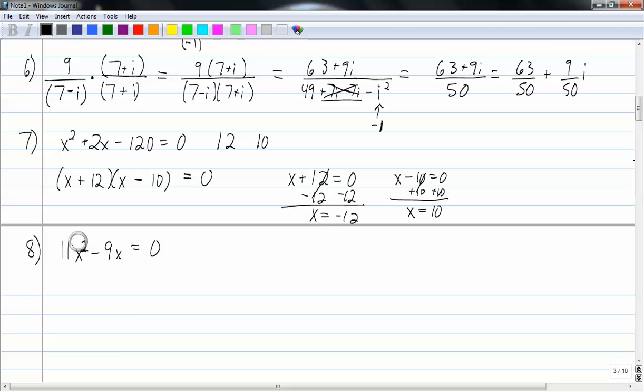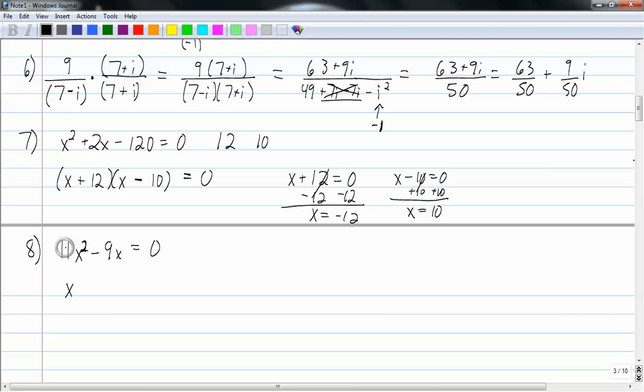Now, this isn't a trinomial because I don't have 3 terms, but it is a quadratic. I have an x squared here. What am I missing? I'm missing the constant term. So when you're missing the constant term, you just have the x squared and the x term. You can solve by factoring out the greatest common factor. So this has an x squared, this has an x. You have to bring out the smallest power of x. So I'm bringing out an x to the first.